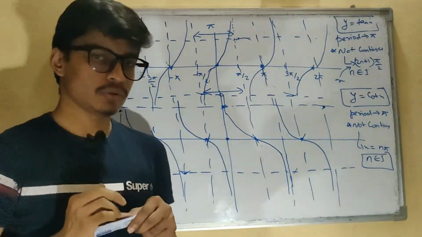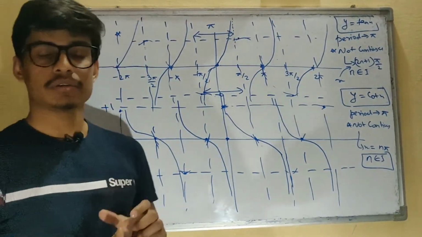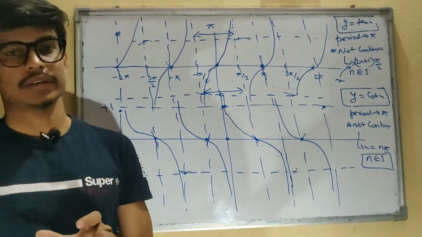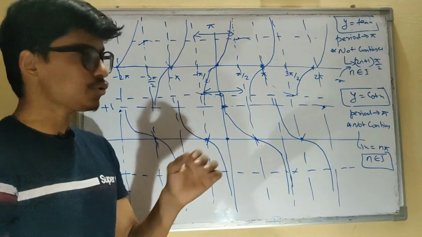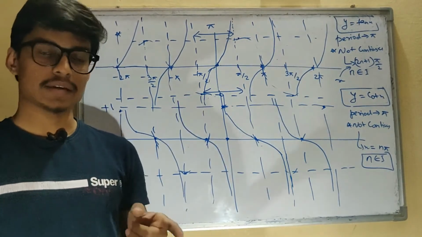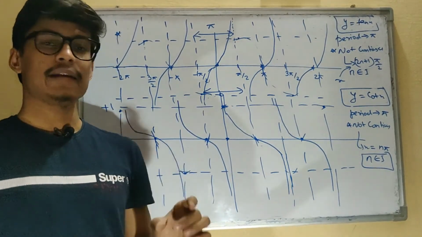One more thing I forgot to tell you about sin x and cos x: they are continuous everywhere. There is no point of discontinuity for sin x and cos x. So please make note of this. And they are also periodic.